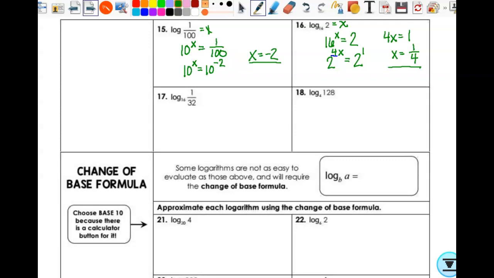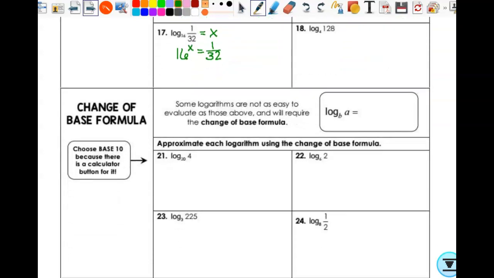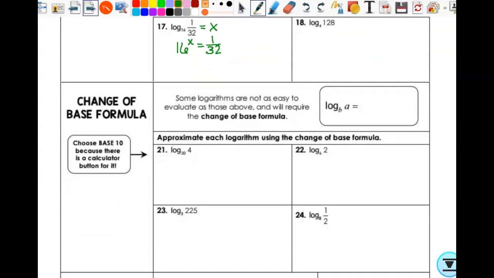All right. So here, set this equal to x. We get 16 to the x power equals 1 over 32. All right, well, I don't think I can use 16 or 32 as my common base. I know the square root of 16 is 4, but 4 times 4 is 16. 16 times 4 is not 32, so I can't use 4 as the base either. But I can use 2. So I'm going to use 2 as my base here.